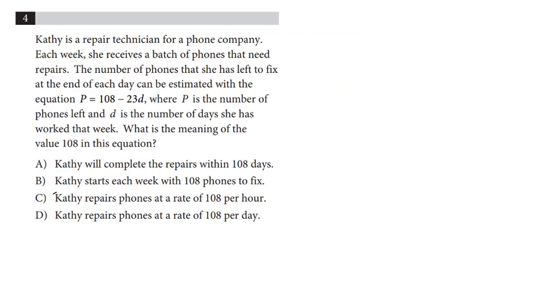Okay, Kathy is a repair technician for a phone company. Each week she receives a batch of phones that needs repairs. The number of phones that she has left to fix at the end of each day can be estimated with the equation P = 108 − 23D. What is the meaning of the value 108? Okay, let's do elimination. Kathy will complete the repairs within 108 days. That is going to be incorrect.